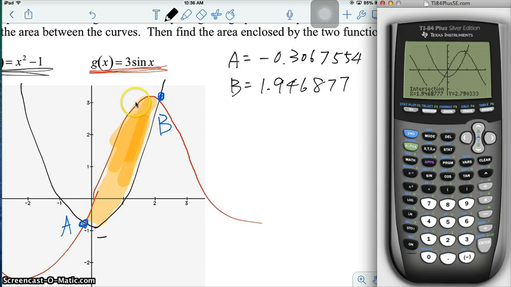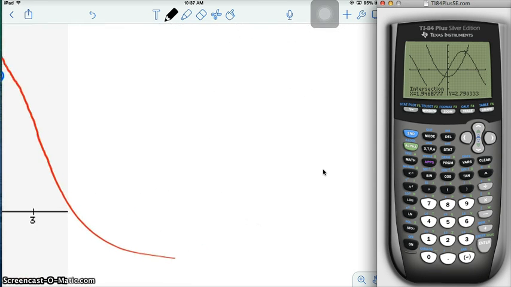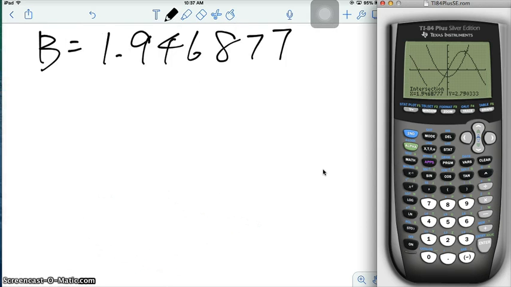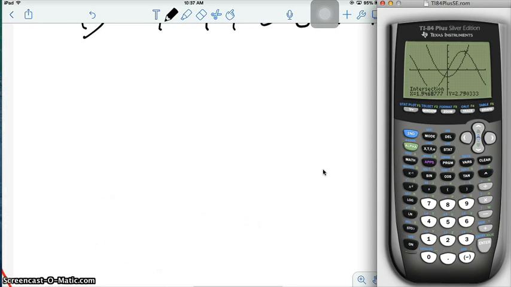As you can see, earlier I said the red one is on top and the red one is the g of x, and the black one is on the bottom. So the black one, f of x, is going to be on the bottom. So this is how we're going to write it. We're writing out g of x minus f of x with the A and B. So integration, let's zoom all the way in here. A and B.